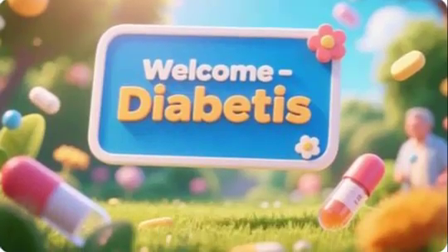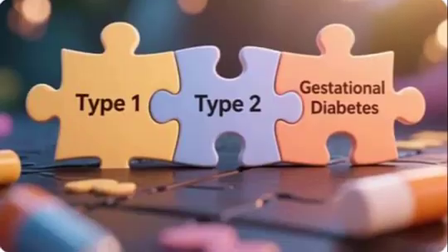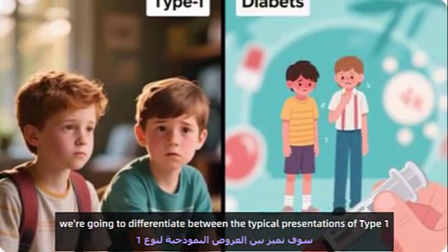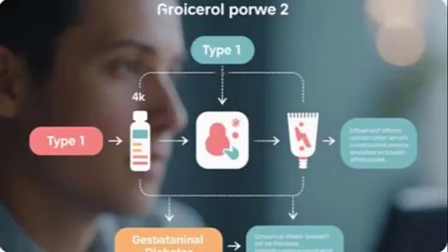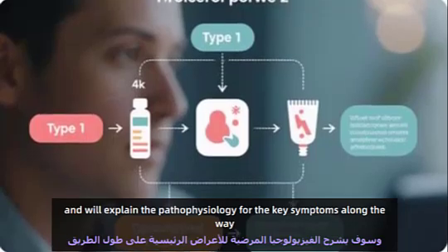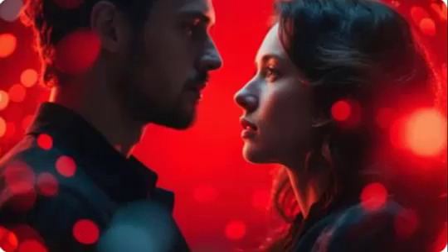Welcome to this review. This is the third and final installment in our series on diabetes. In this review, we're going to differentiate between the typical presentations of type 1, type 2, and gestational diabetes, and we'll explain the pathophysiology for the key symptoms along the way. All right, let's dive in.